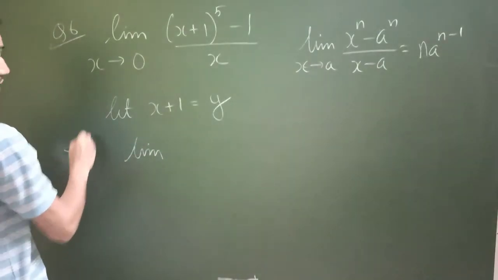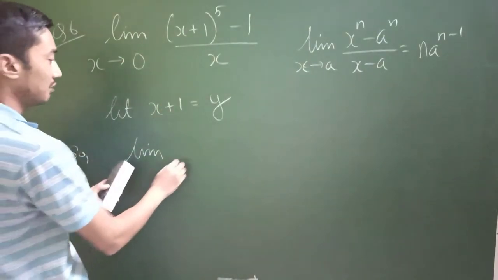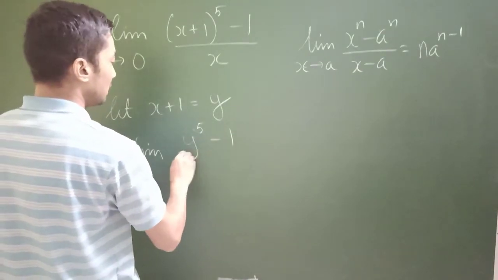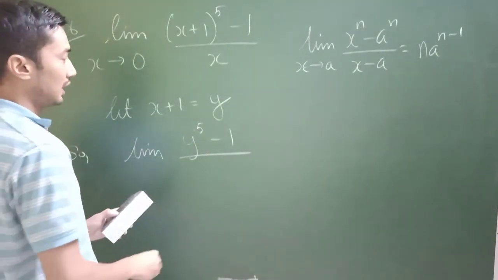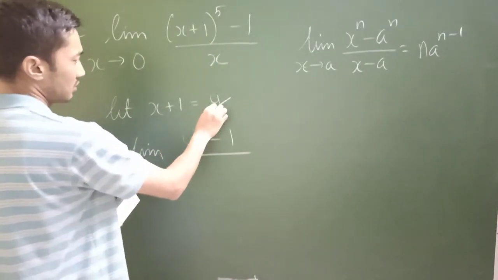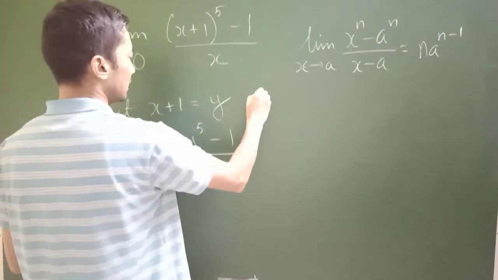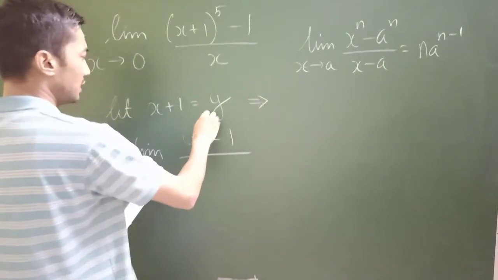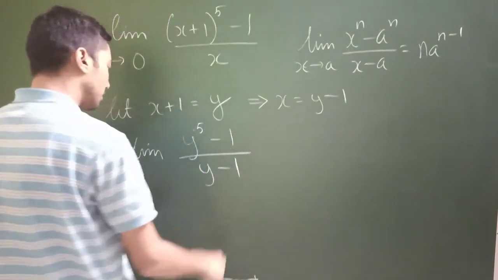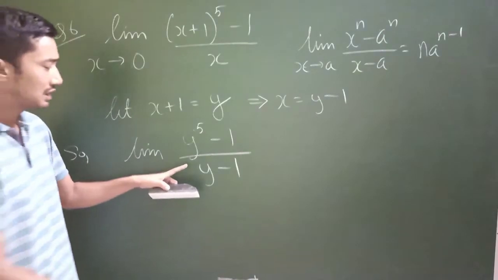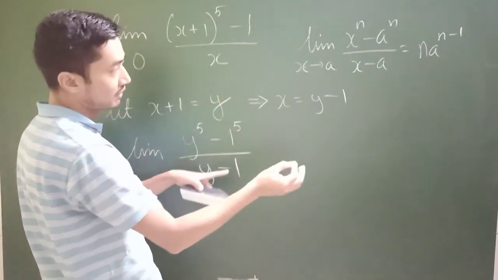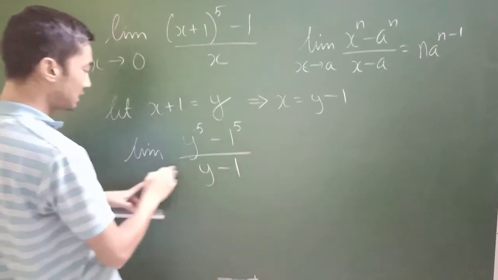Now we are changing the variable. Let's see what happens here: y power 5 minus 1. And what will happen to x then? If x plus 1 is substituted as y, it also implies that x will be equal to y minus 1. That means x can also be written as y minus 1. So now you can see that it's almost similar to x power n minus a power n; 1 can be written as 1 power 5, and the denominator is y minus 1.